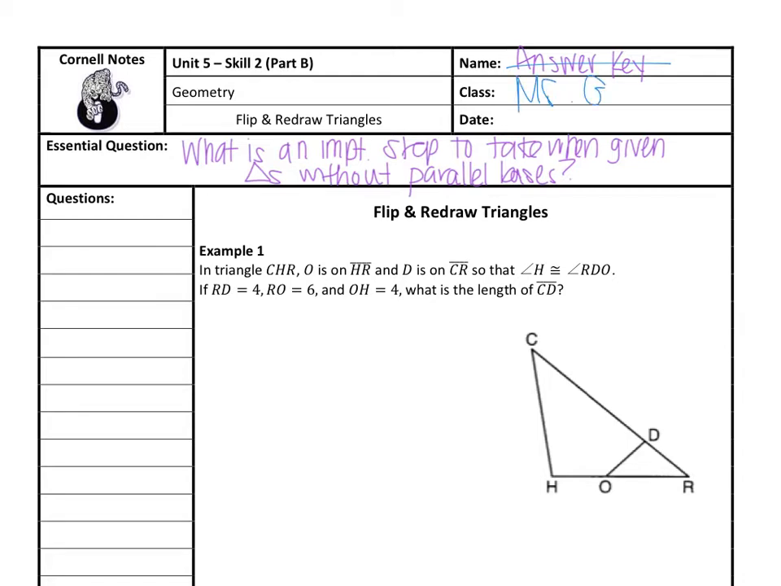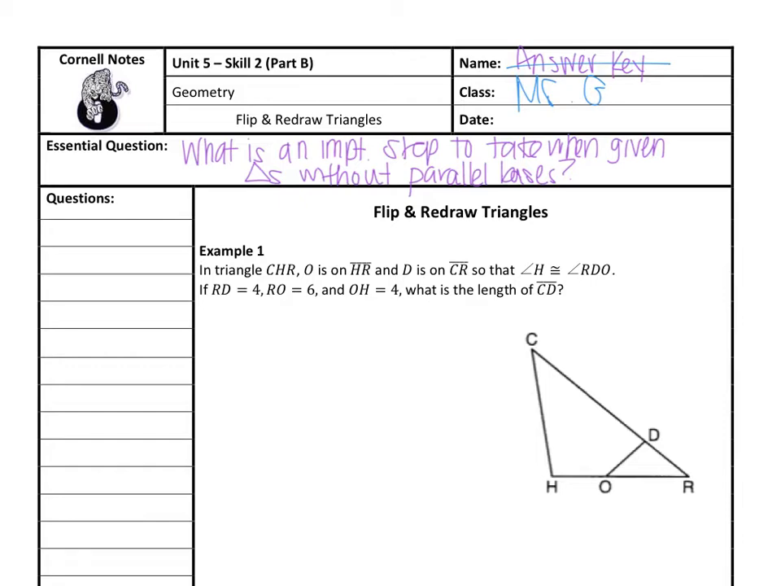We're taking a look at Unit 5, Skill 2, Part B. So it's just an extension of what we learned last class, except this time the bases of these triangles are not parallel. So our essential question says, what is an important step to take when given triangles without parallel bases?